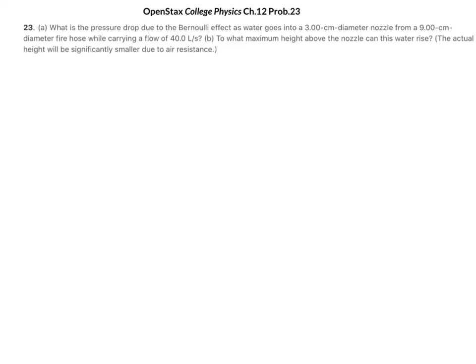Let's look at OpenStax College Physics, Chapter 12, Problem 23. A. What is the pressure drop due to the Bernoulli effect as water goes into a 3 centimeter diameter nozzle from a 9 centimeter diameter fire hose while carrying a flow of 40 liters per second? B. To what maximum height above the nozzle can this water rise? The actual height would be significantly smaller due to air resistance.